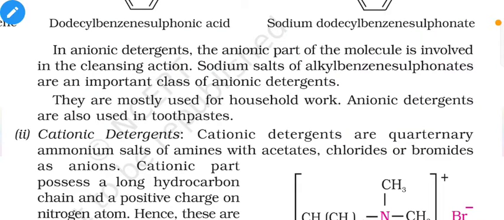In anionic detergents, as we discussed, the anionic part of the molecule is involved in the cleansing action. Sodium salts of alkyl benzene sulfonates are an important class of anionic detergent. They are mostly used for household work. Anionic detergents are also used in toothpastes.